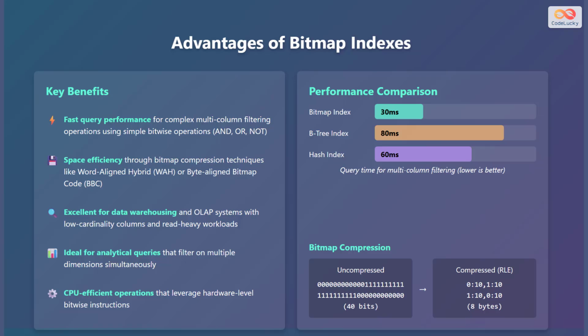But comparing with other indexes like B-tree index, which takes 80 milliseconds, and hash index, which takes 60 milliseconds, bitmap index takes only 30 milliseconds. Bitmap indexes also support bitmap compression. As shown in the example, 40 bits of uncompressed data can be compressed to 8 bytes using run-length encoding.